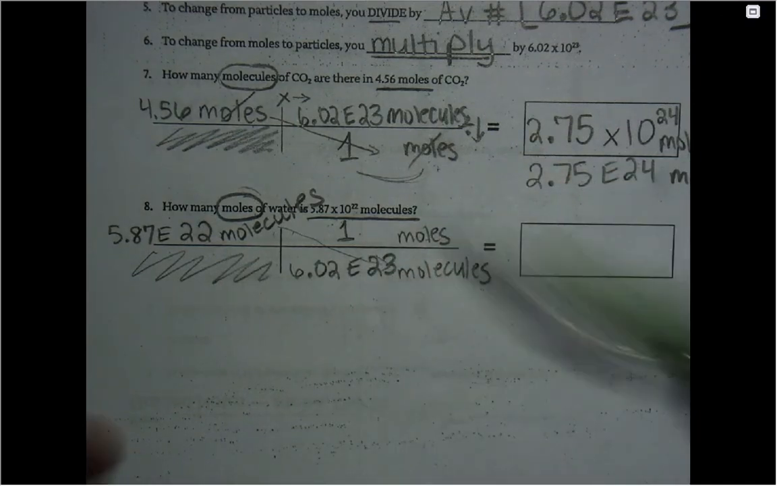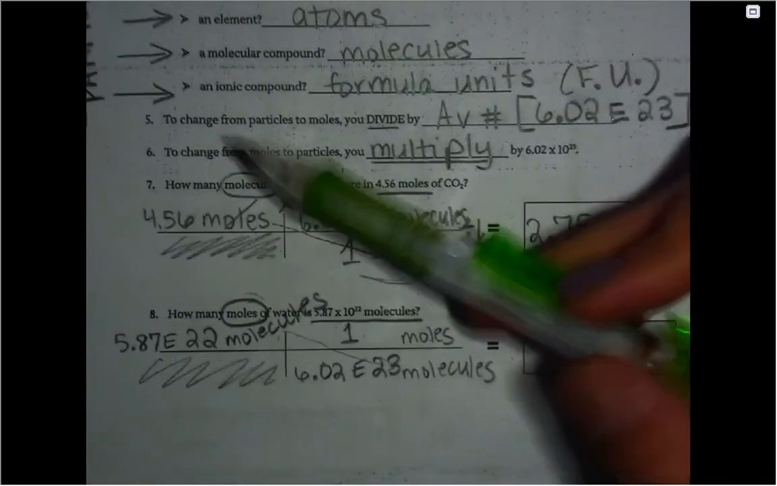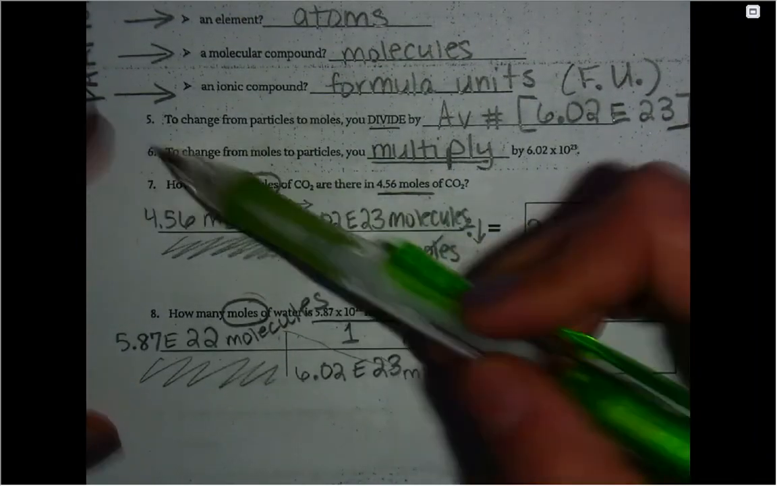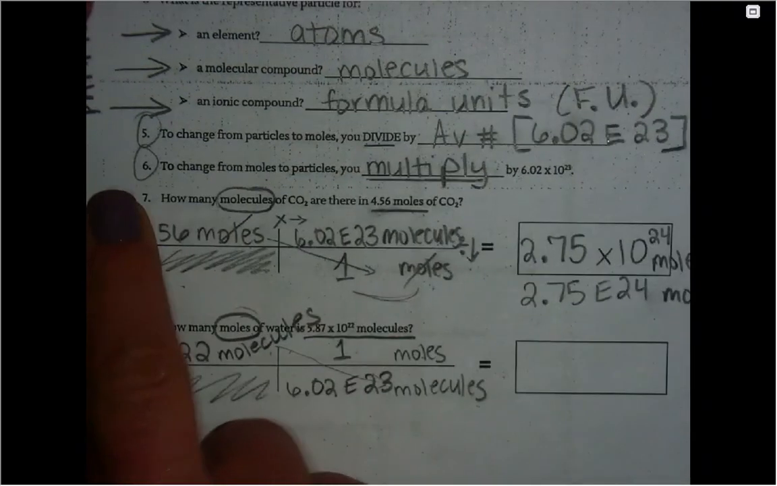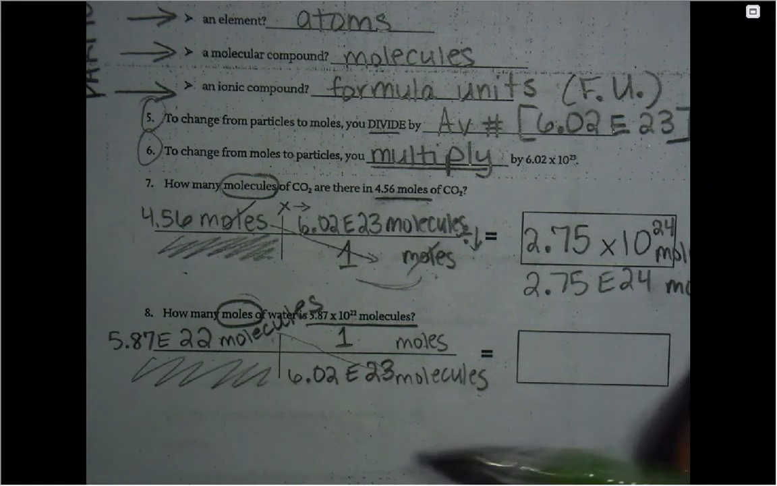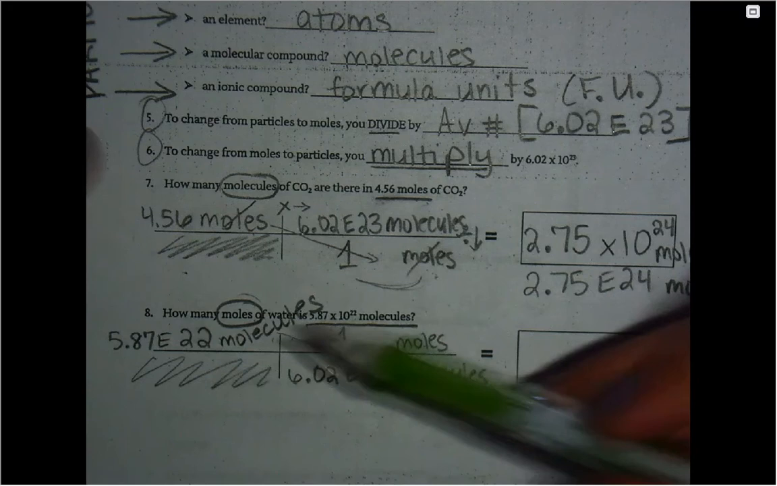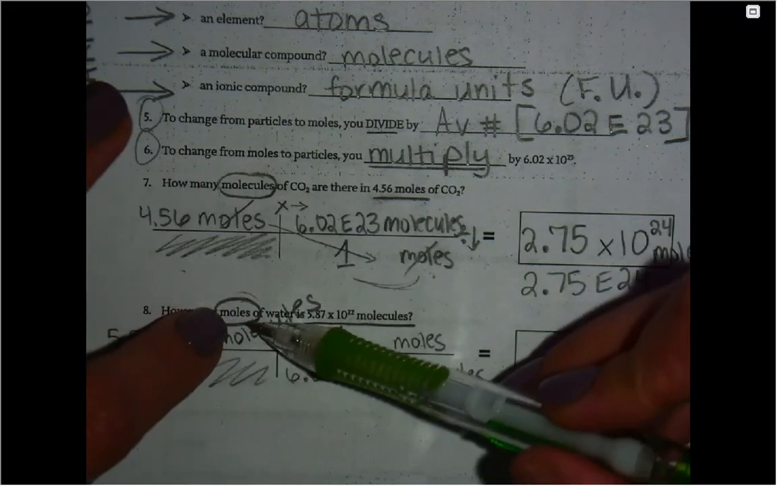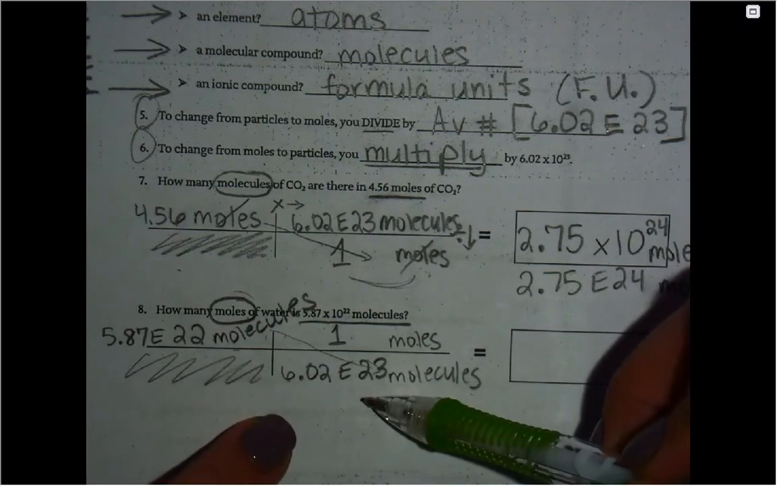Okay? So the difference between these two, and that's related to how 5 and 6, these are kind of your survival fallbacks, by the way. 5 and 6 tell you if I'm going from moles to particles, I'm going to multiply. If I'm going from particles to moles, I'm going to divide. You can always fall back on those two ideas and make sure that you're putting them in the right spot, right? So this one, we're going from molecules to moles, so we would divide, all right?